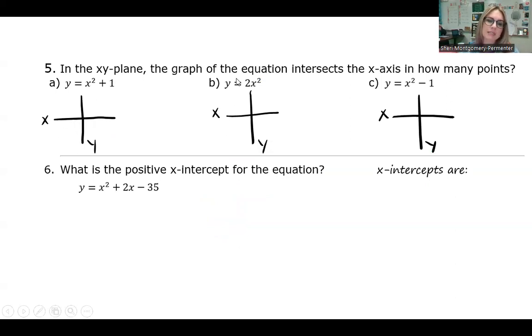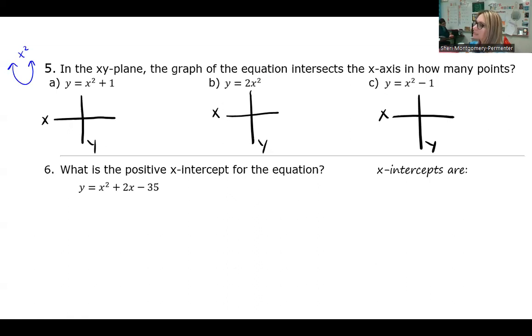The next few questions, it says in the xy plane, the graph of the equation intersects the x-axis at how many points? So this whole test or quiz and the test that's going to come up is all about quadratics and population growth. But quadratics, we have to know what that basic shape is. So anything that you have that's x squared, it makes a graph, and the graph looks like the letter U. That's the basic shape. Please write it down. That's the basic shape for x squared. So anytime you see x squared, that's what the graph is going to look like.